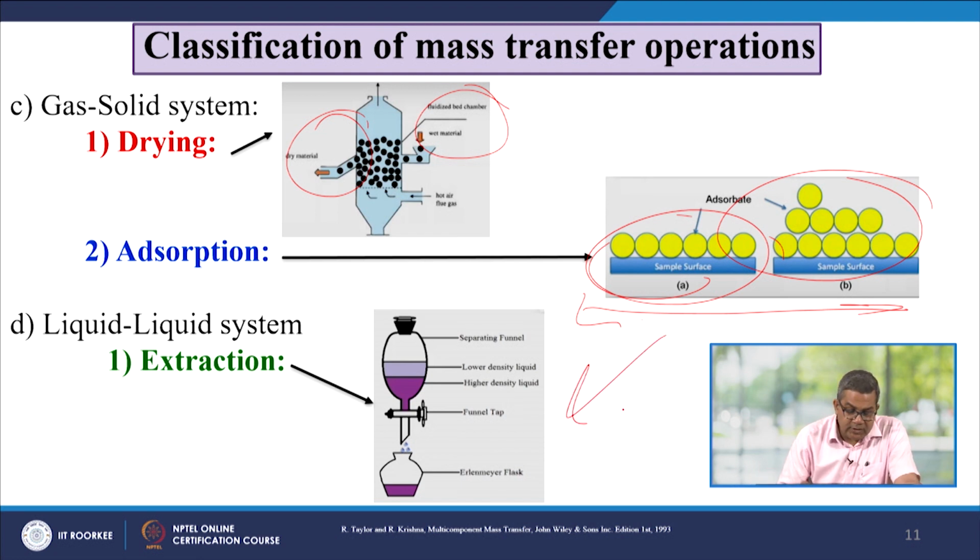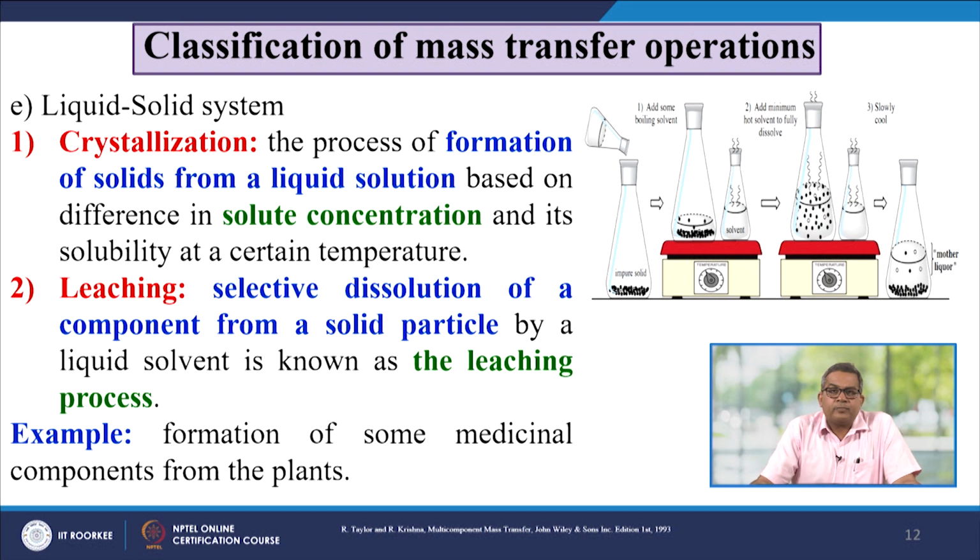Then the liquid system. The prominent segment is extraction. When we talk about the liquid system, there is crystallization, the process of formation of a solid from a liquid solution based on the difference between the solute concentration and its solubility at a certain temperature. Then leaching, which is the selective dissolution of a component from a solid particle by a liquid solvent. This is known as leaching. An example is the extraction of medicinal components from plants.